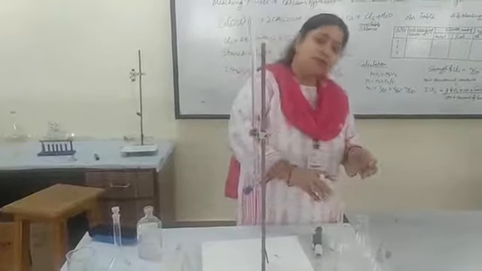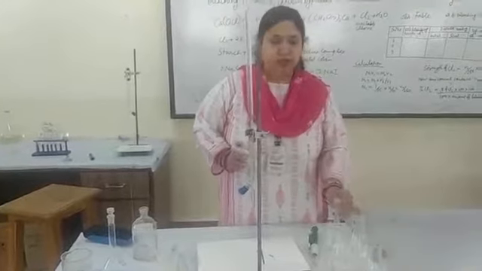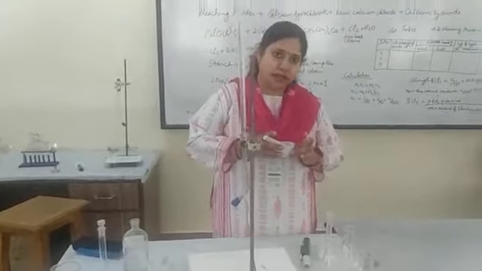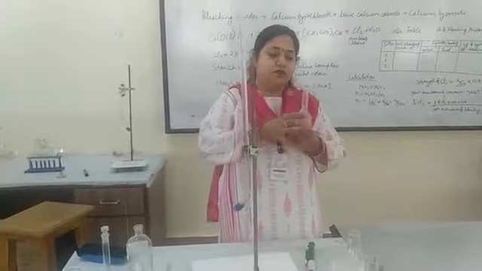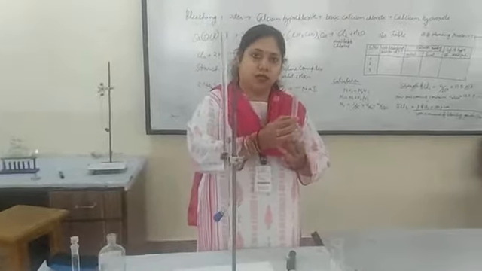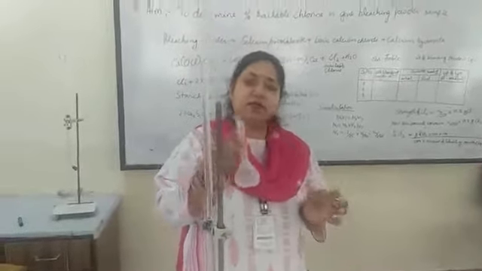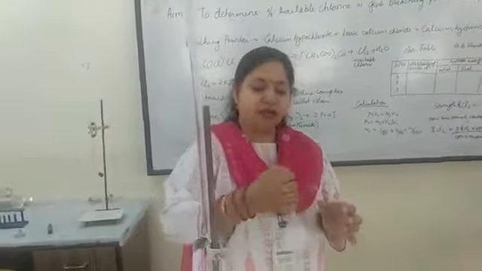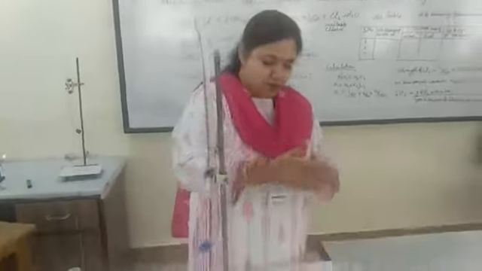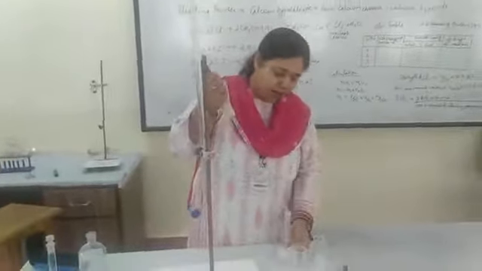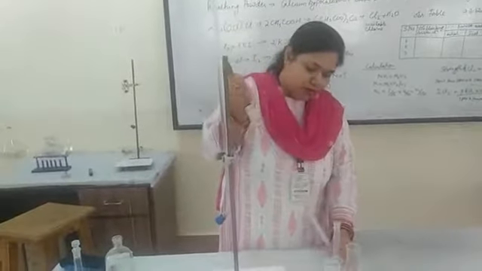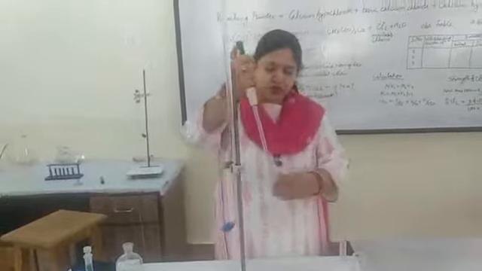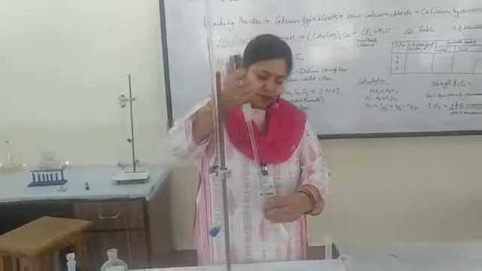After that we will transfer the paste into the volumetric flask. Then we will rinse the mortar and pestle again and transfer the liquid into the volumetric flask. After that we will fill the liquid up to the 100 ml mark. So this is the 100 ml bleaching powder solution. After that we will take 10 ml of bleaching powder solution into the conical flask. Before taking the solution, we will shake the liquid once again. Then we will pour 10 ml of bleaching powder solution into the conical flask.